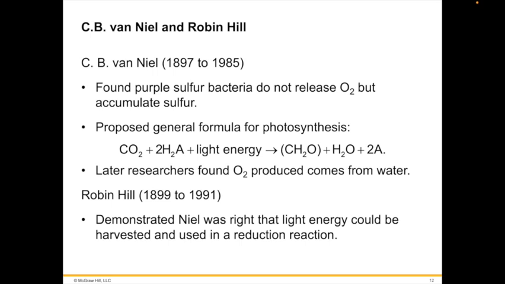In this equation, the substance H2A serves as an electron donor. In photosynthesis performed by green plants, H2A is water, whereas in the purple sulfur bacteria, H2A is hydrogen sulfide. The product, A, comes from splitting H2A. Therefore, oxygen produced during green photosynthesis results from splitting water, not carbon dioxide. This could not be tested until much later, when the use of isotopes in biochemistry became common.